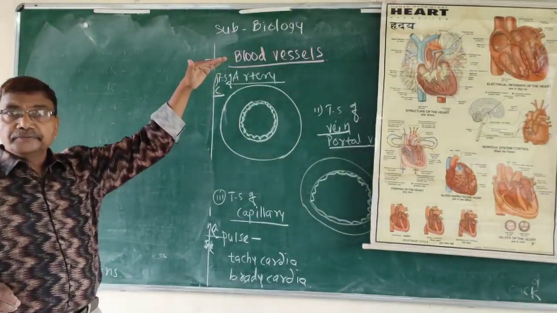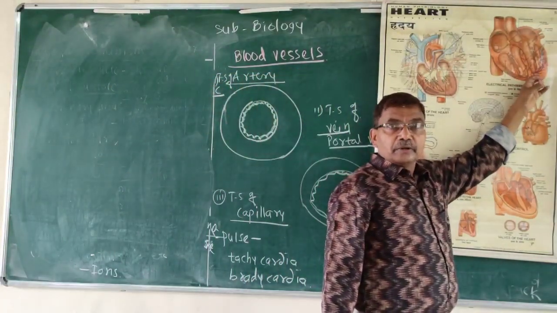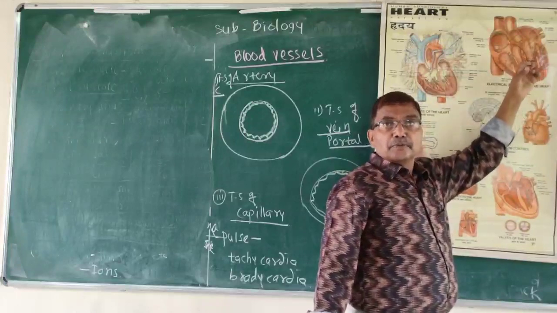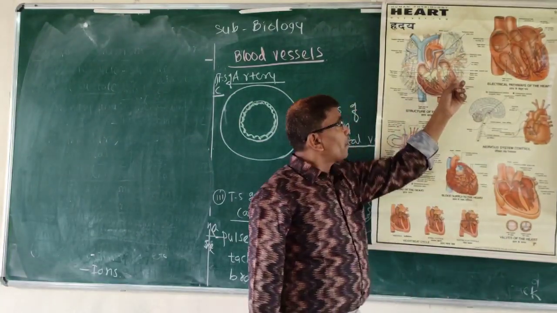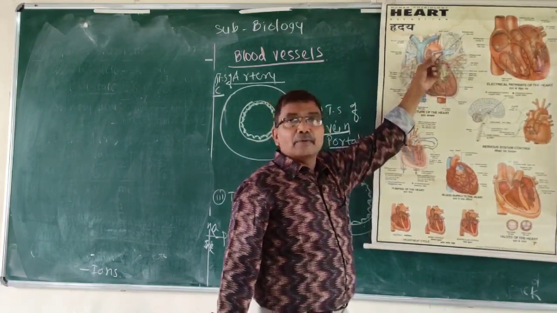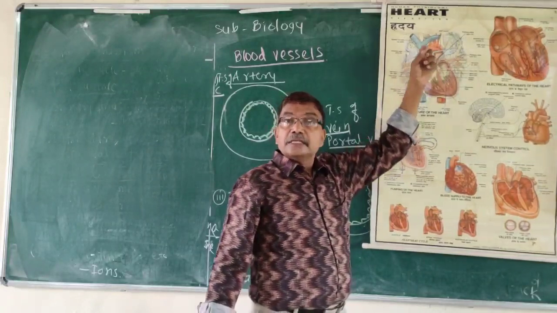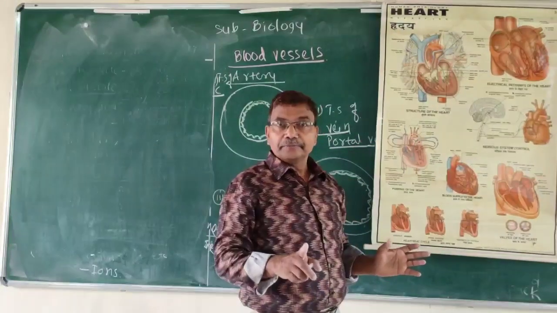Arteries are important. We know that when there is a ventricular systole, blood forcefully enters the blood vessels. From the left ventricle, blood enters the aorta. This aorta carries that oxygenated blood to all parts of the body.